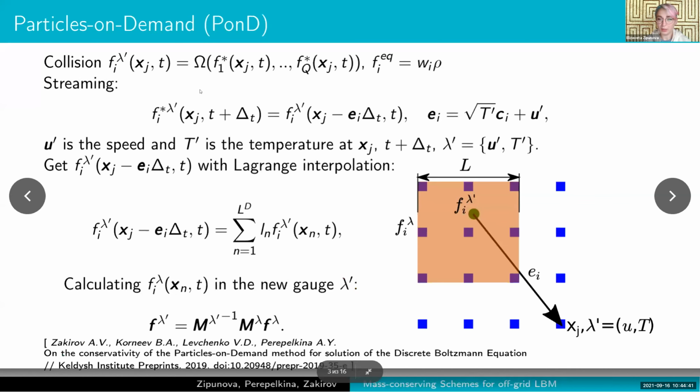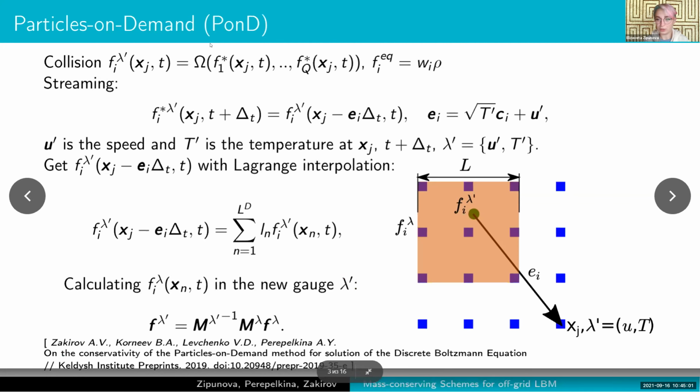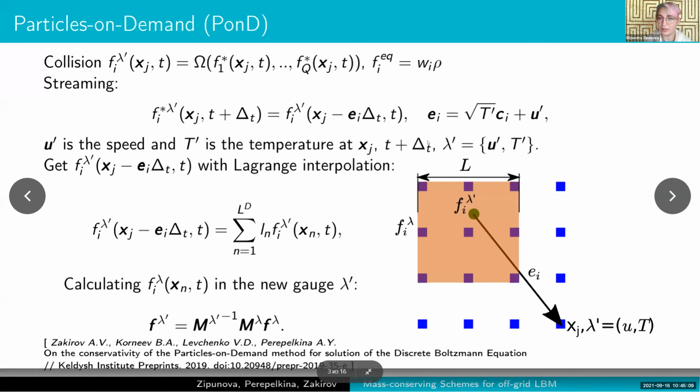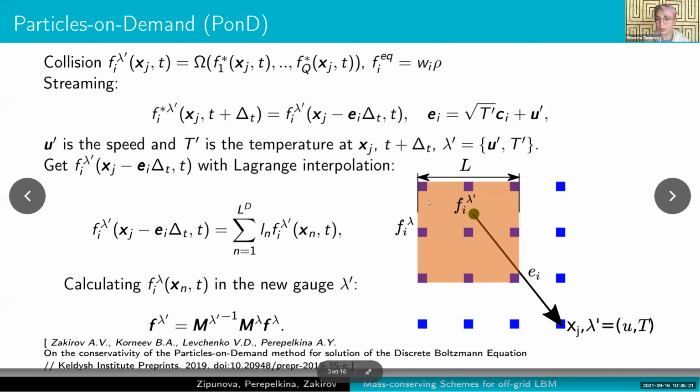In the Particles on Demand method, there are two phases in each time step: streaming and collision. Let's look at the streaming step in more detail. It is much more difficult than in LBM, but collision is easier in Particles on Demand than in LBM. For each time step, for each mesh node, for each discrete distribution function, we stream it from the point corresponding to velocity e_i, and the velocity and temperature for the gauge are taken from the next time layer. This is an off-mesh point, as you can see in the picture.